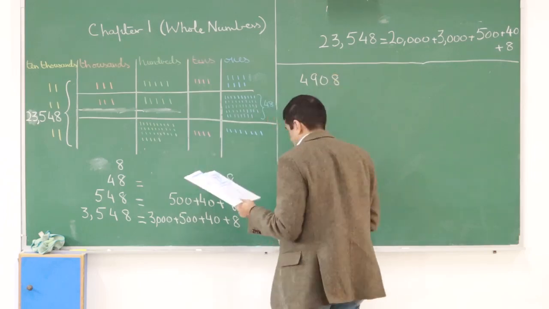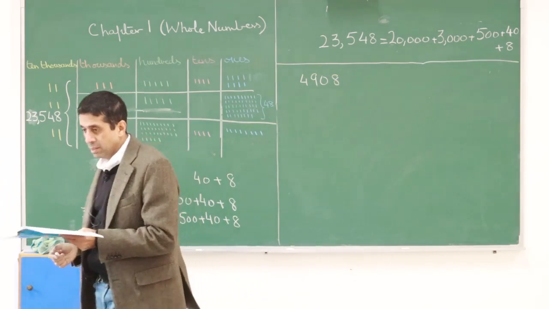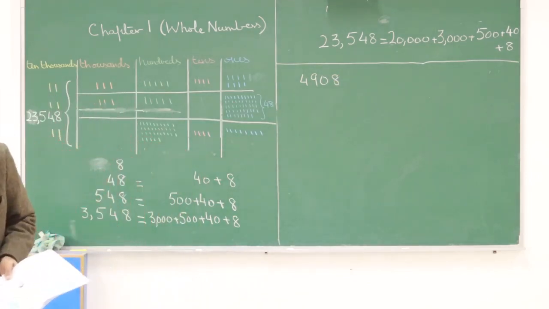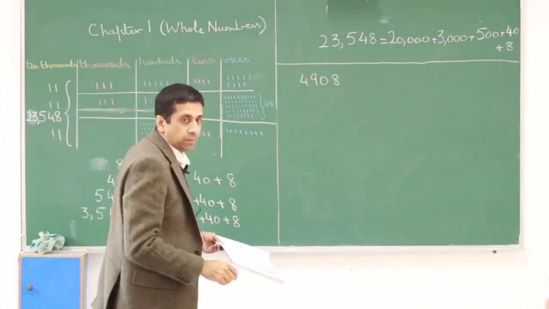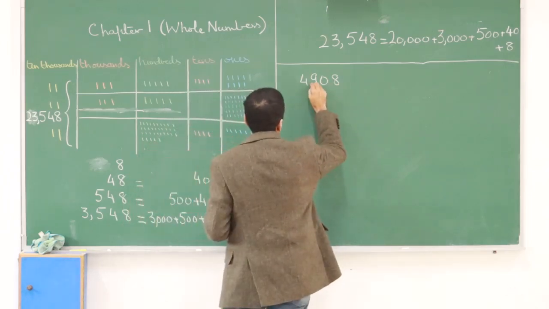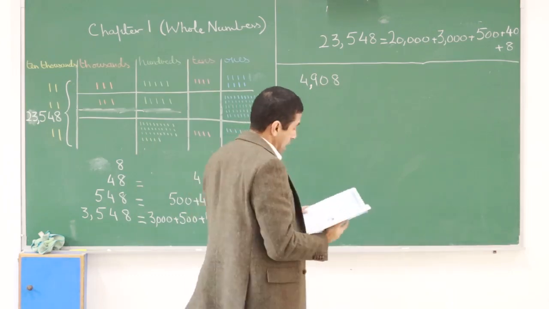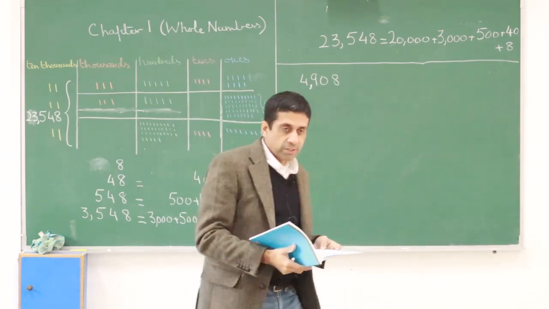4908. So have I made any mistake here in writing this number? Yes. What? 3 after 3 digits. Shabash, there's a comma. Excellent. So after 3 digits there's a comma, which I forgot. Okay. Now can you read it out? What's this number?